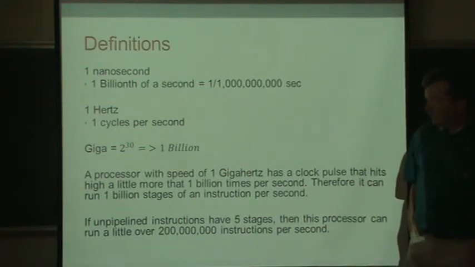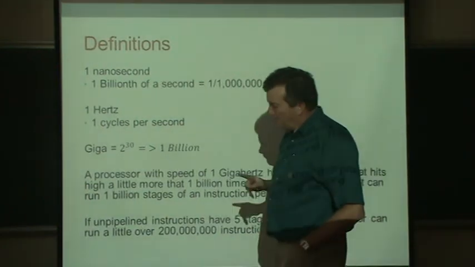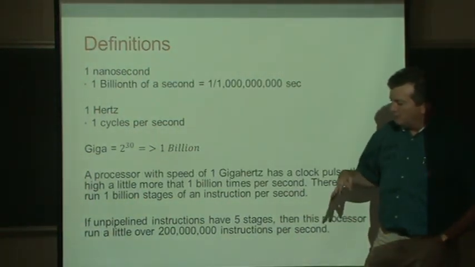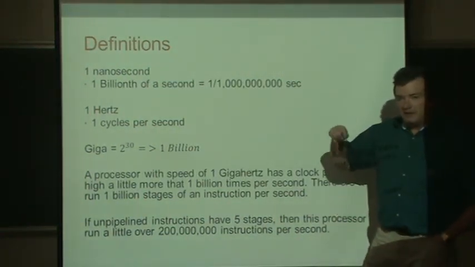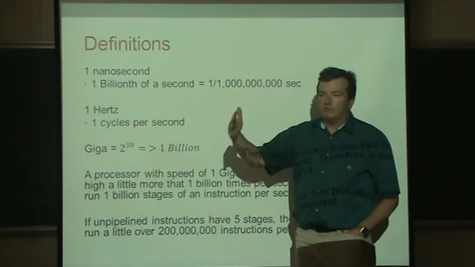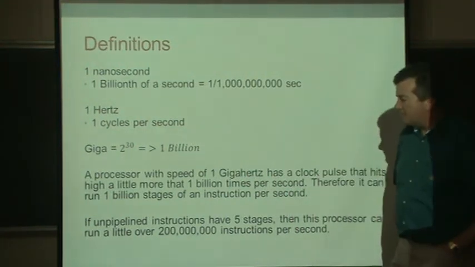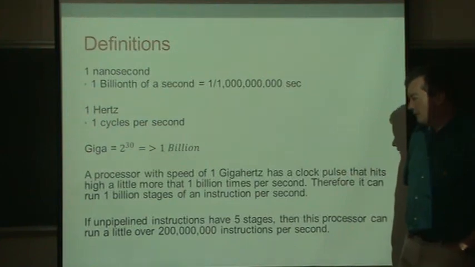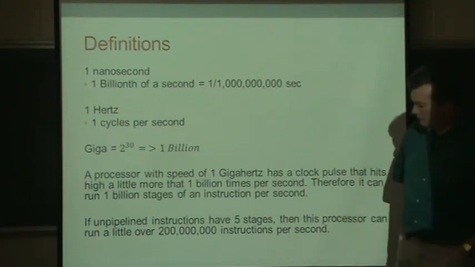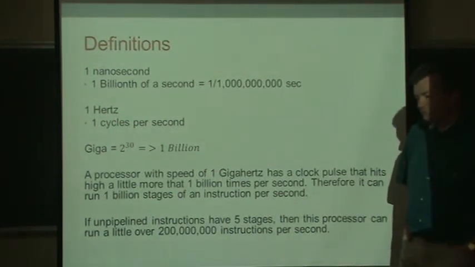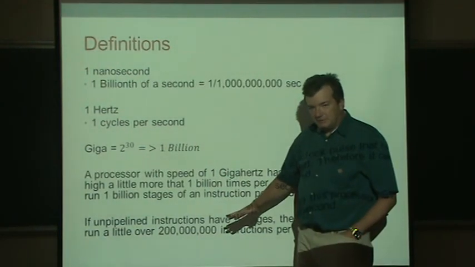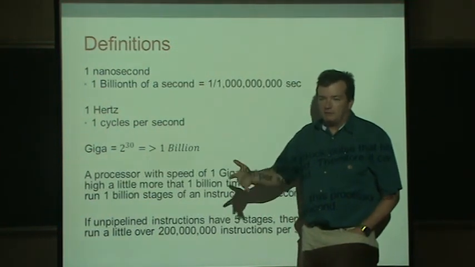Therefore, it can run 1 billion stages of an instruction, not 1 billion instructions, if it's unpipelined. It can run 1 billion stages, like fetch, decode, read, do the ALU, write the result back to memory. You do that many stages per second. So if an unpipelined instruction has 5 stages, then this processor can run a little over 200 million instructions per second. It can run 1 billion stages, but each instruction has 5 stages, so it'd be 1/5 as much.